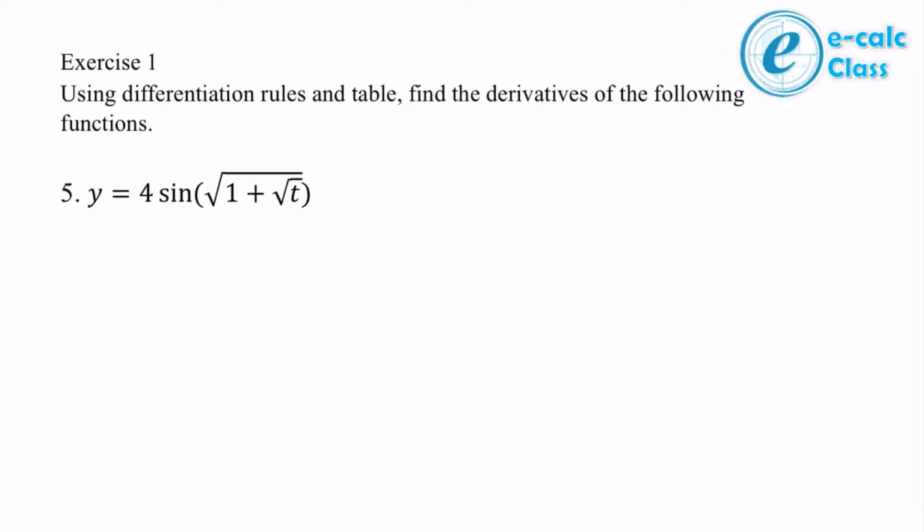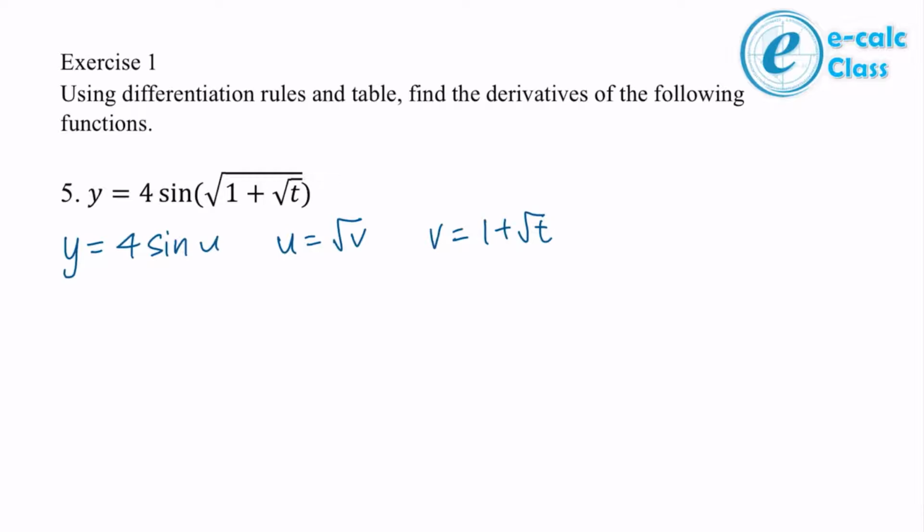Number 5. As you can see, we have a few layers of chain rule that we need to solve, so we do it slowly. First layer, 4 sine u. Second layer, square root of 1 plus square root of t. But this is still very complicated, so maybe like this: square root of v. Then v equals 1 plus square root of t.